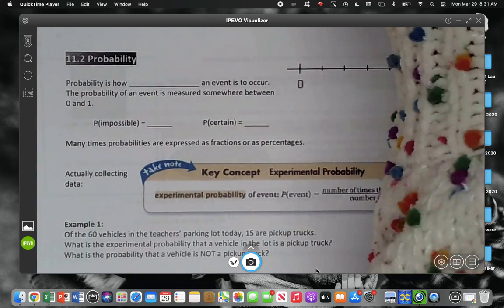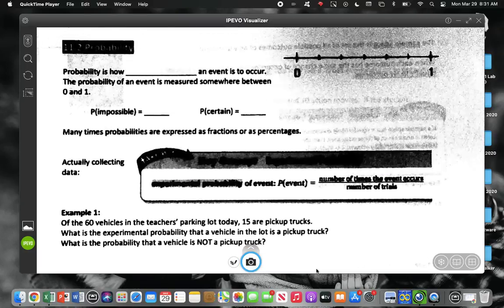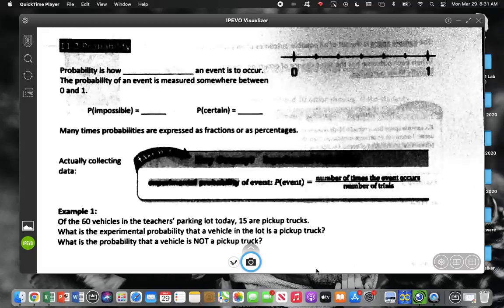So let me switch it. You guys can see that a little better. Black and white tends to show up a little bit better, but it doesn't do really good on those full color pictures.